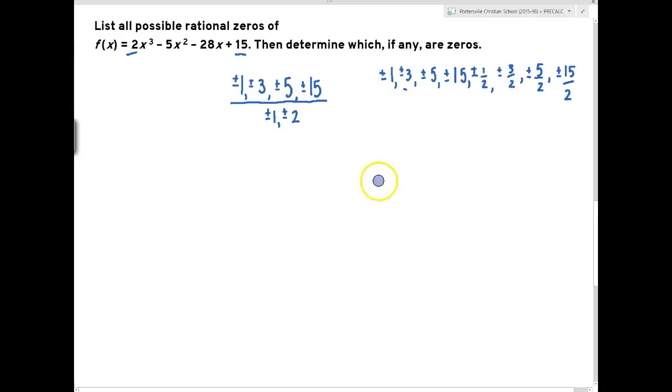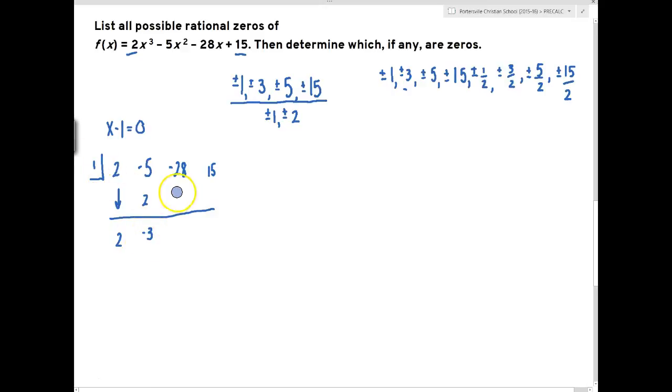In order to do that, one of the factors I could test is positive 1, which would mean I'd have x minus 1 is equal to 0. So that's why I'm going to go ahead and just put positive 1 up in my guard tower here. And when I do my synthetic division, I would take 2, -5, -28, and 15. Bring down the 2. I get 1 times 2 is 2, so -5 plus 2 is -3. And then I get -3 here. -28 plus -3 is -31. And I'm going to get -31 up here. My remainder is definitely not 0. It's something like -16. So 1 is not a factor, 1 is not a 0 of this function.